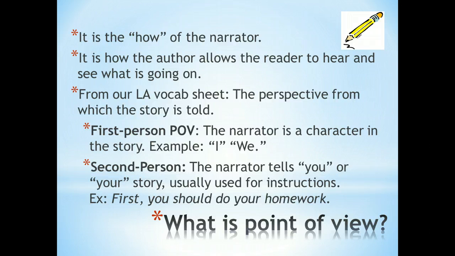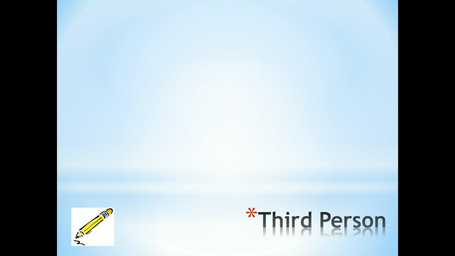So first person point of view is where the narrator is the character in the story, and you're going to see a lot of examples that say I or we, and you're seeing into the mind of that character. Second person is where the narrator is telling you your story, or usually this is used for instructions. So you're looking for a lot of you usage. Example, first you should do your homework, kind of a thing.